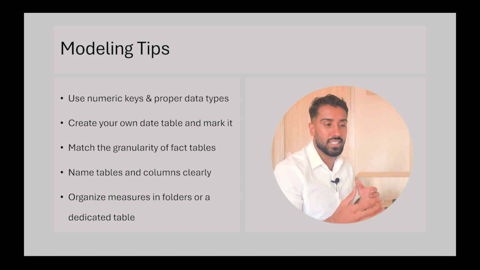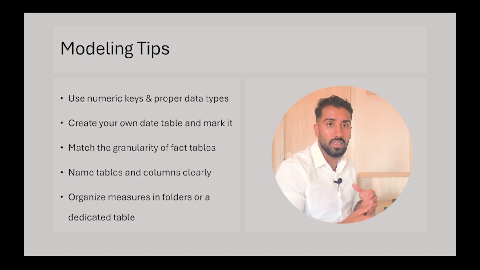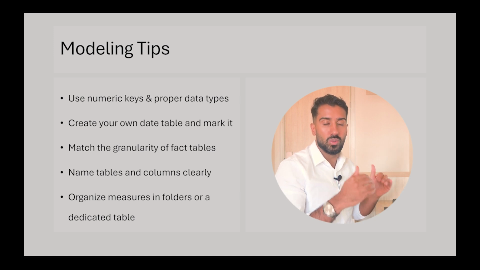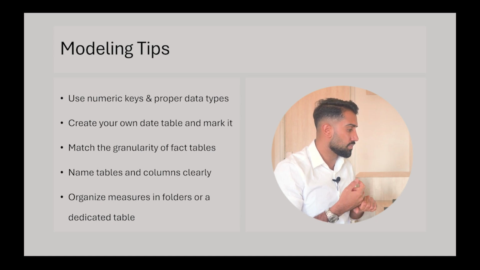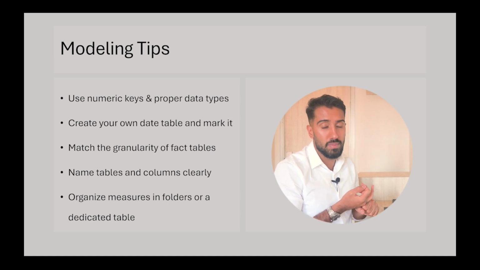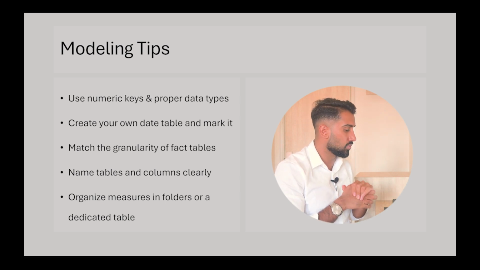Make sure that in a fact table you have the same granularity of detail, which means you don't match monthly budget rows with daily transaction rows into one fact table. You need to have the same granularity in fact tables. Make sure tables and columns have clear, easy to understand names. Organize measures in folders or dedicated measure tables, and also a naming convention, super important when it comes to measures.